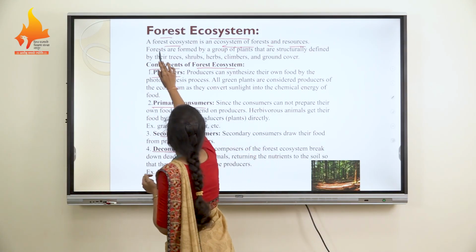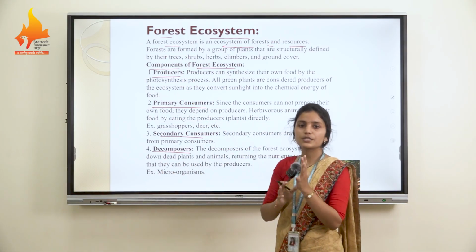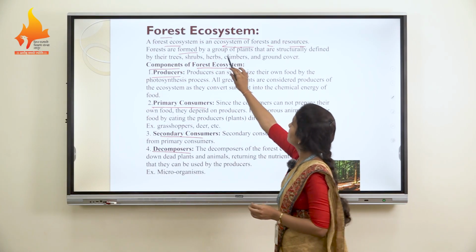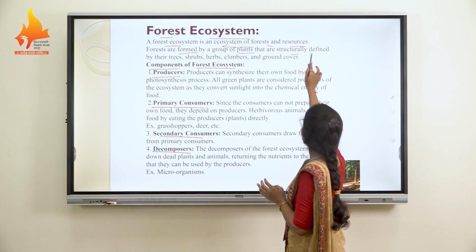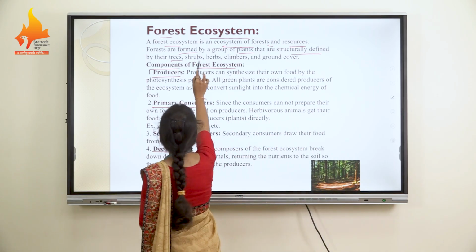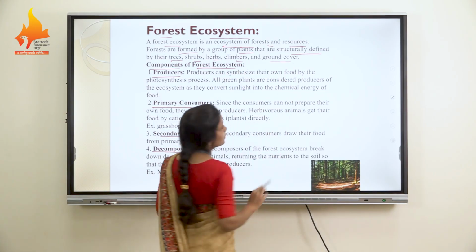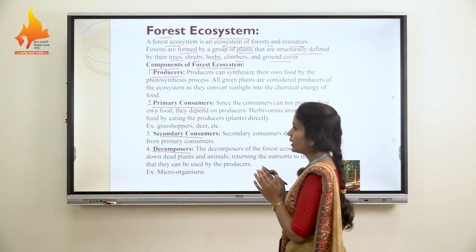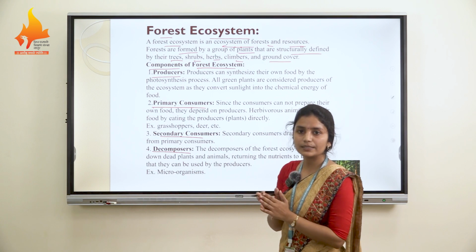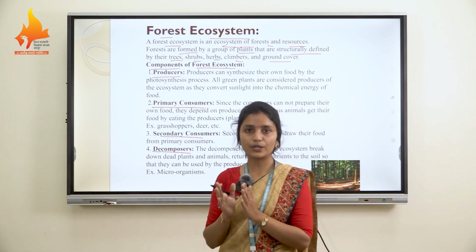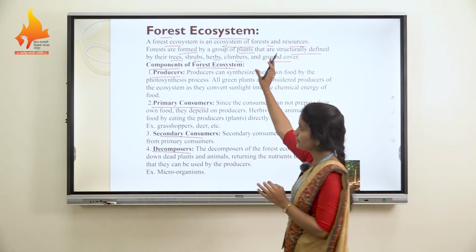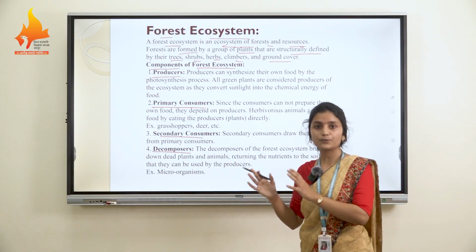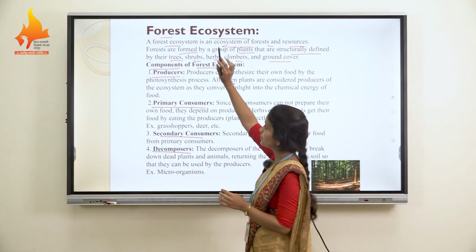Firstly, we see what is forest ecosystem. The ecosystem which is developed in a forest is called forest ecosystem, and the forest is formed by groups of plants structurally defined by their trees, shrubs, herbs, climbers and ground covers. What is a forest? The definition of forest is the land or area where tree species are dominant. That area or land is called the forest. And the ecosystem where the biotic components interact with each other in the forest is called forest ecosystem.